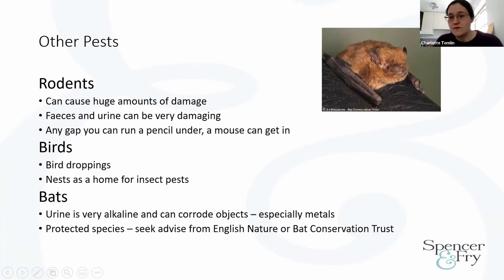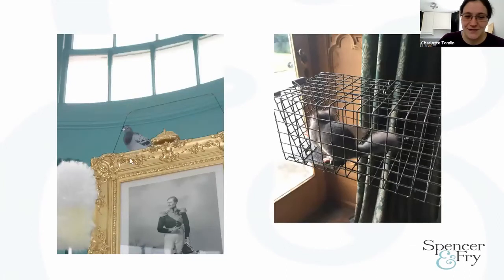These are more obvious pests that you can identify, but it's just to remain vigilant that they can cause problems quite quickly. And again, you've got a photo of a little pigeon here who's lost his way and become trapped in a historic building, and a squirrel as well who's found his way into a historic building.